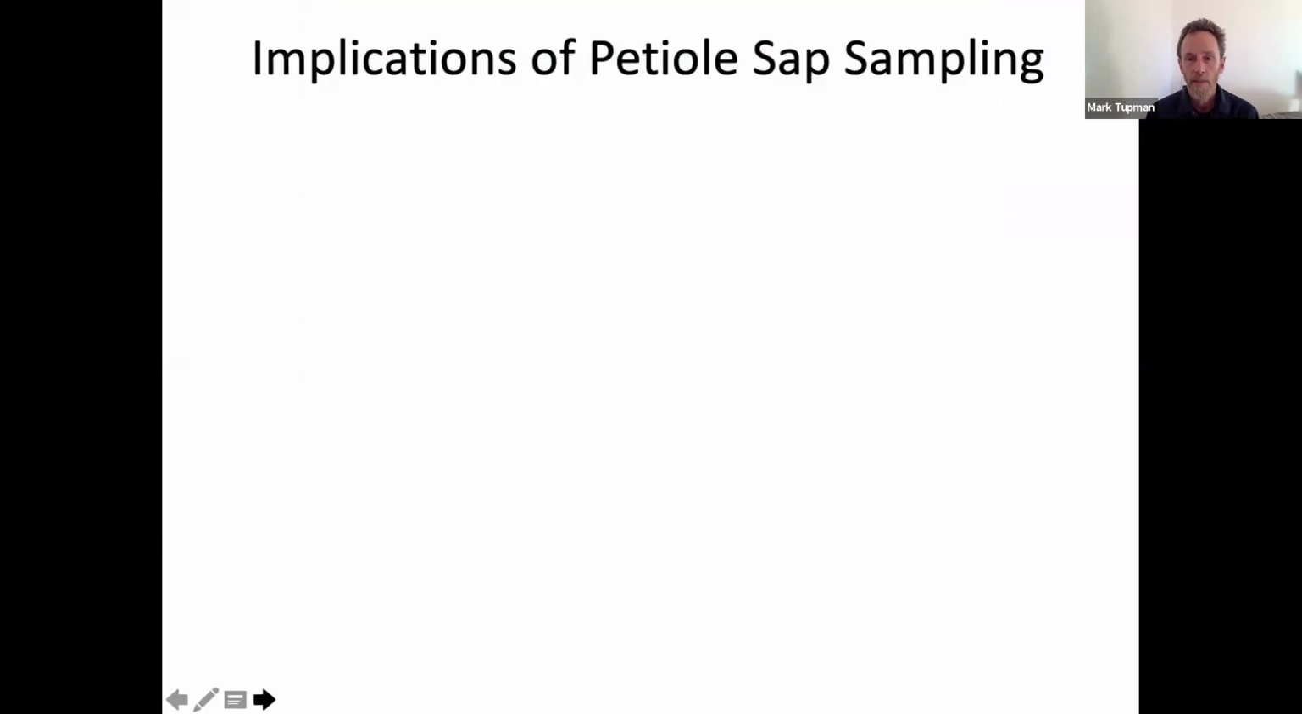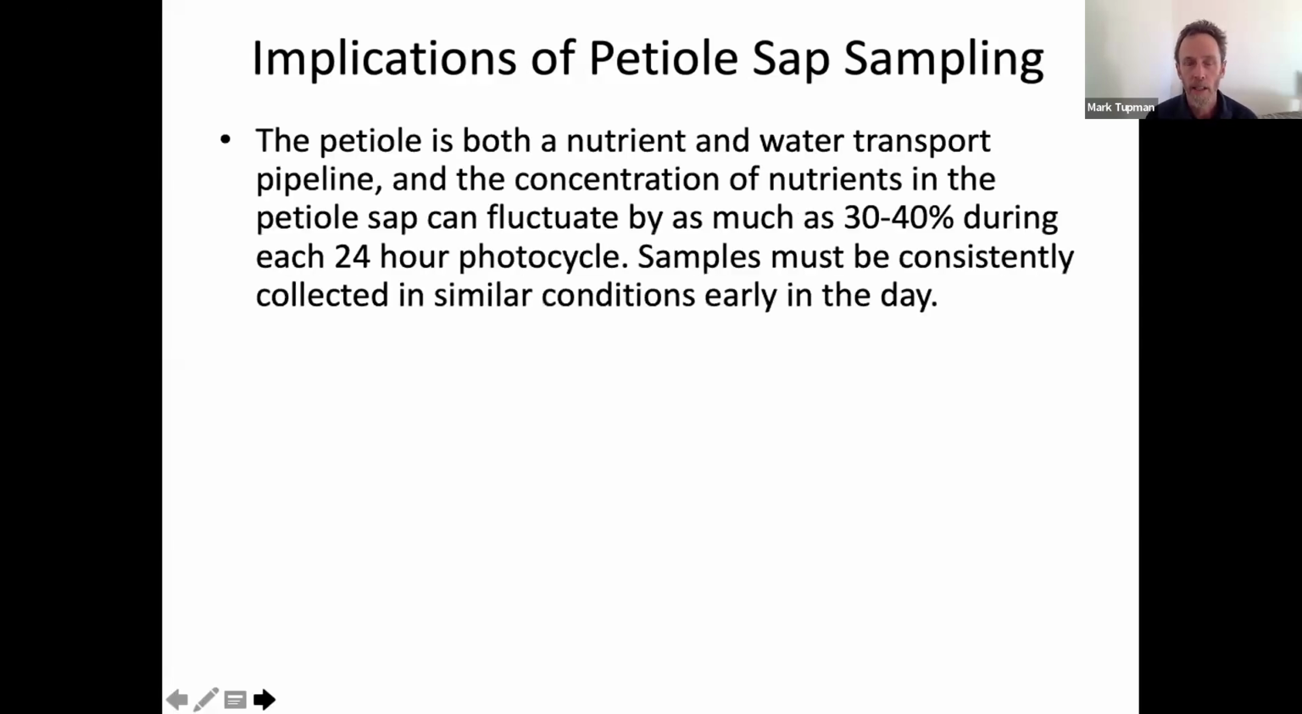With sap sampling, you can sample different parts of the plant, and it's quite common for labs to sample petioles. There are, however, some slight issues with that because the petiole is a nutrient and water transport pipeline. The concentration of the nutrients can fluctuate during a 24-hour photocycle. They can do that in the leaf as well, but not as drastically. But it goes without saying that samples must be collected consistently early in the day under similar conditions. Otherwise, that transpiration stream is going to affect your readings.